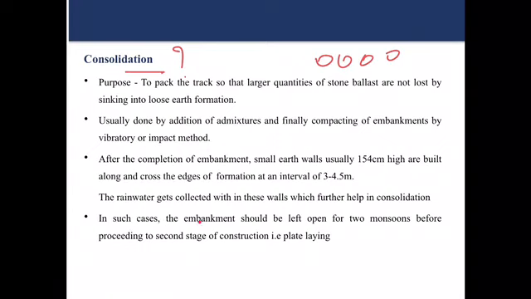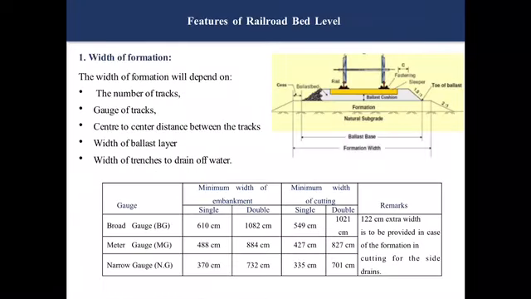So similarly here, the formation which is prepared, you have to leave it for 1 or 2 monsoons before proceeding with the second stage of construction, that is the plate laying. Let us now look into the features of the railroad or the bed level.